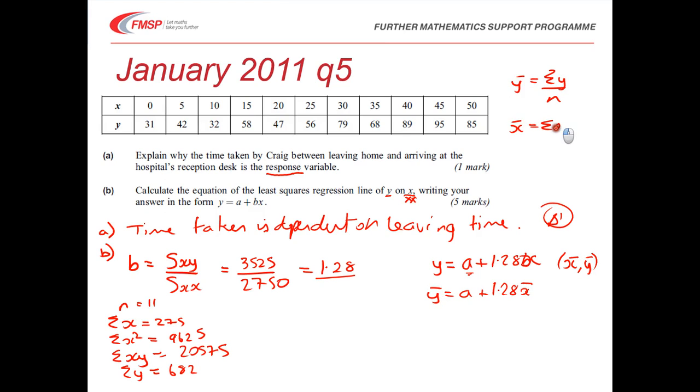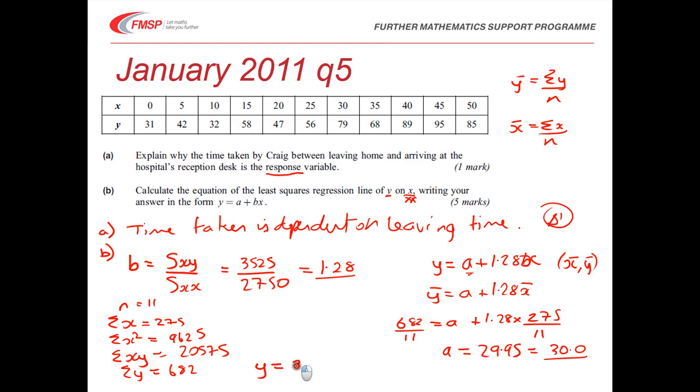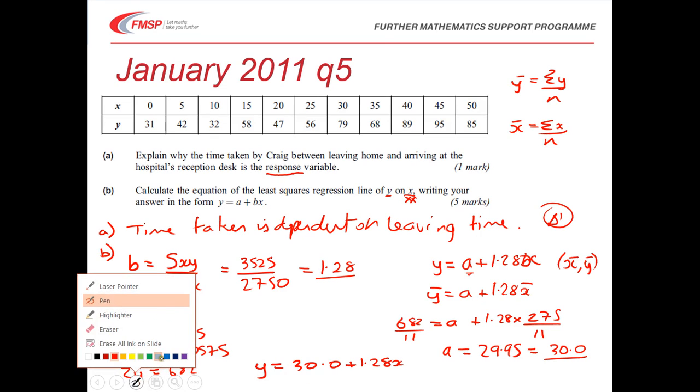X bar will be the sum of x over n. So y bar is going to be 682 over 11, which is equal to A plus 1.28 times the sum of x, 275 over 11. A little bit of rearrangement leads us to state that A must be 29.95, which is 30.0. Don't forget 3 significant figures, we need that extra 0. So what can we say? Well, we can now say that y is equal to 30.0 plus 1.28x.